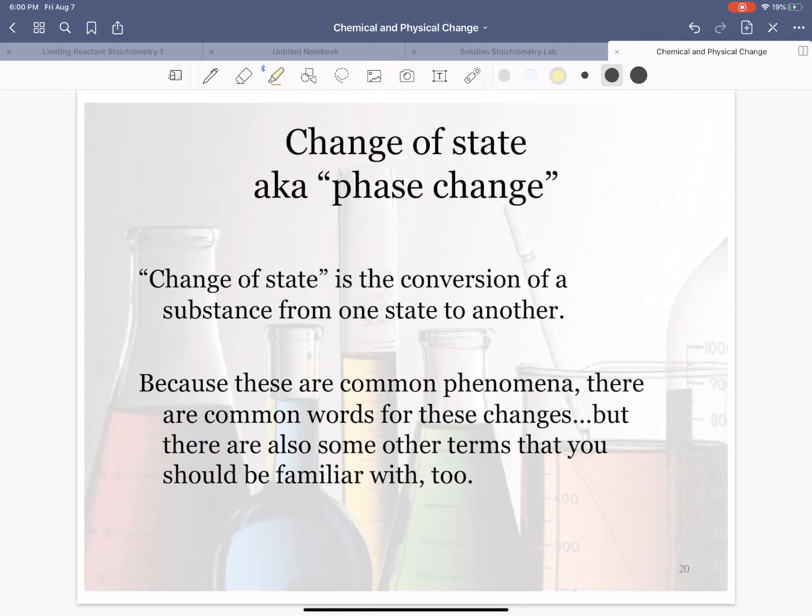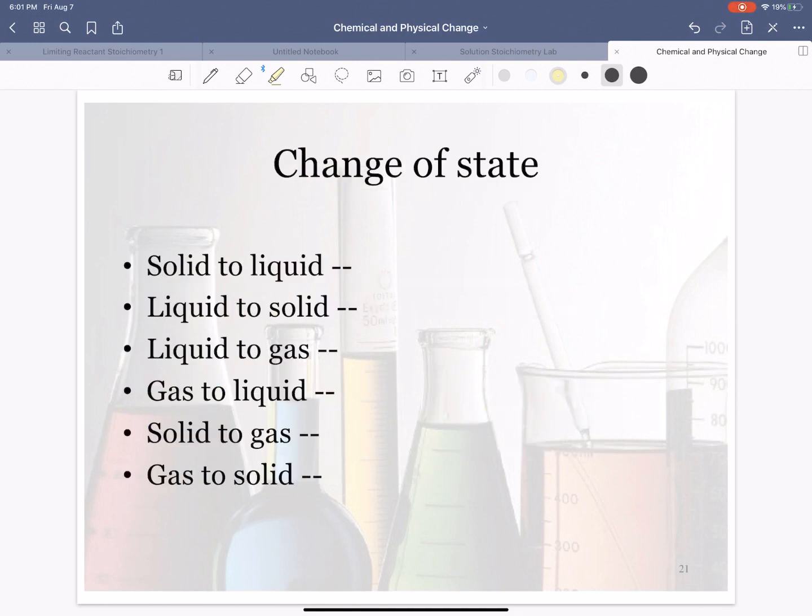Change of state is a physical change. It's the conversion of a substance from one state, solid, liquid, or gas, to another, solid, liquid, or gas. But the smallest unit does not change, so change of state is a physical change. And because these are common phenomena, there are common words for these changes. So before you take your quiz this week, you need to read the text and figure out what the change of state is from solid to liquid, liquid to solid, etc.